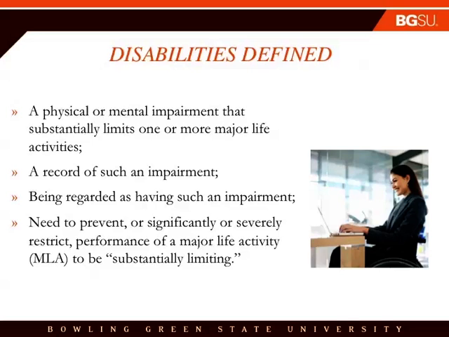The basic three-part definition of a disability is 1. A physical or mental impairment that substantially limits one or more major life activities. 2. A record of such an impairment. Or 3. Being regarded as having such an impairment. In addition, impairment need not prevent or significantly or severely restrict performance of a major life activity to be substantially limiting.